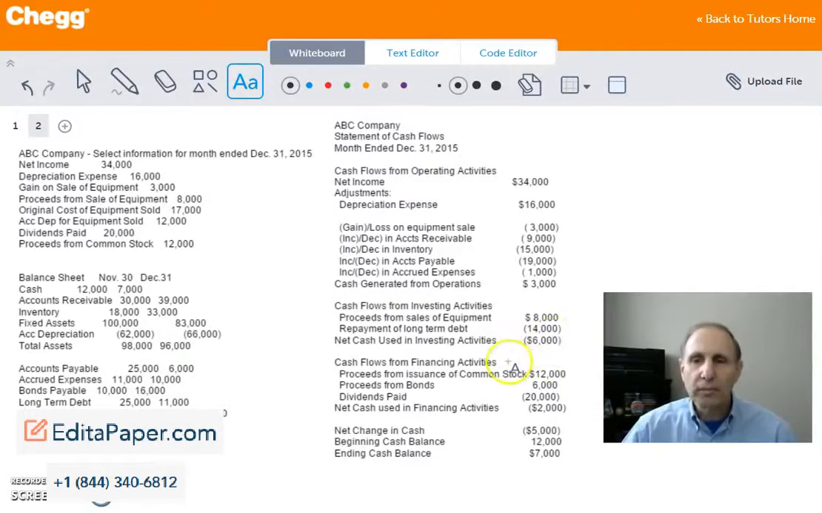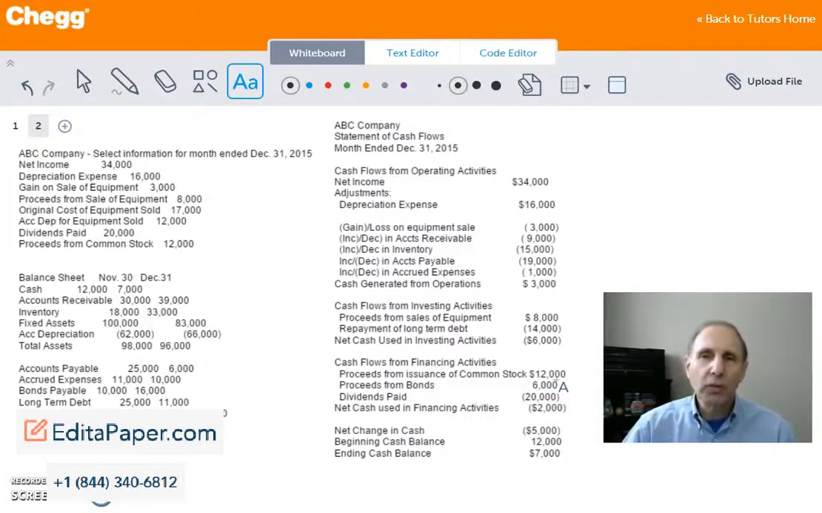The next section that we're going to analyze is cash flows from financing activities. In the information we were given, we were told that the company sold some common stock and received $12,000 in proceeds. Obviously, that's a source of cash. They also floated some short-term bonds payable. Going again to the balance sheet, we see that their ending balance for November was $10,000. They floated the bonds that brought the balance up to the end of December at $16,000. So again, a source of cash, $6,000.